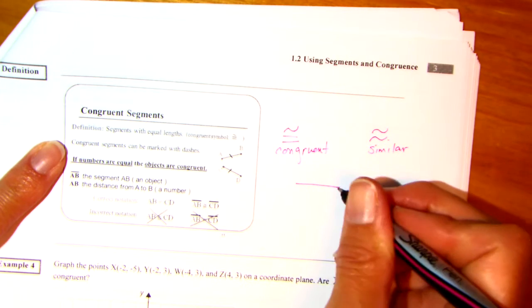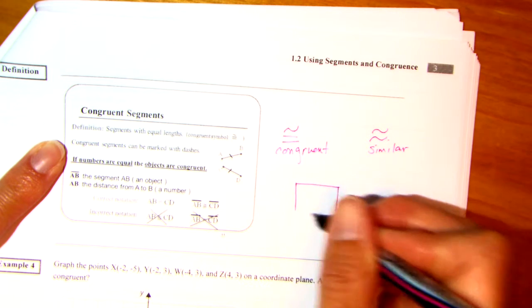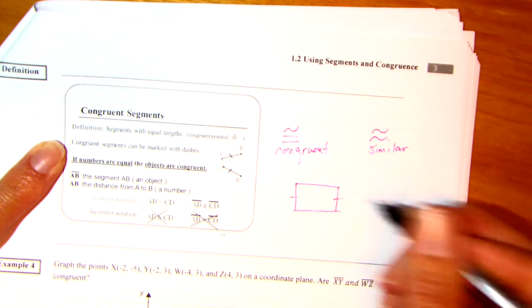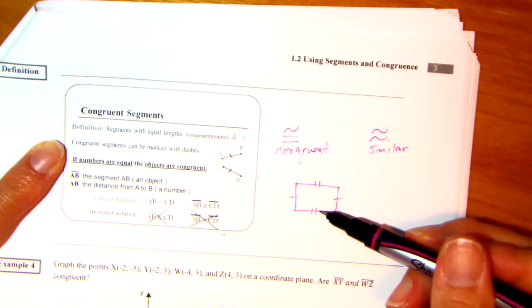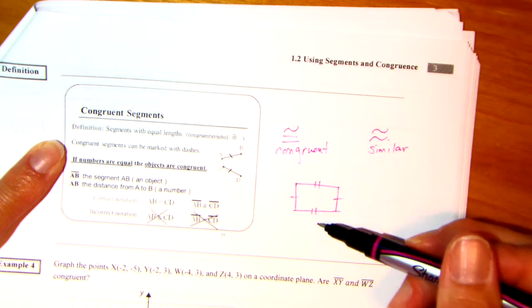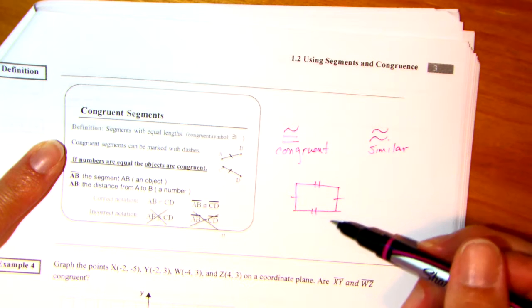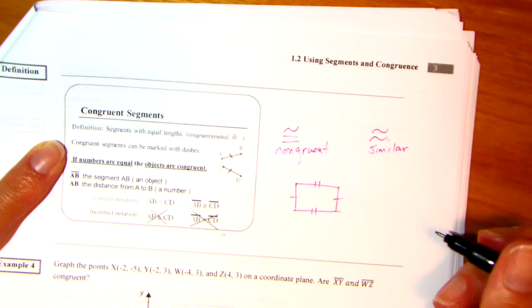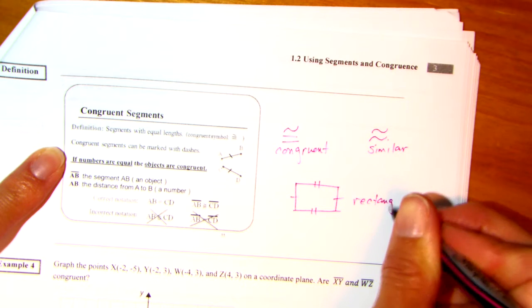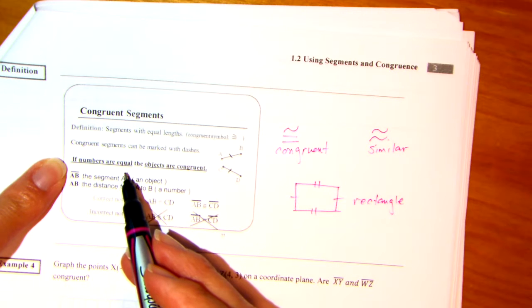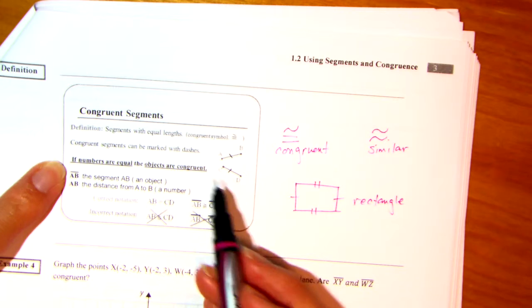Congruent segments are marked with dashes. For instance, if you had a rectangle, this segment is congruent to that one. This segment is congruent to that one. Notice I put 2 dashes on these two because you can't put 1. That means they would all be the same length and it would be a square. This is a rectangle. All right, so if the numbers are equal, the objects are congruent.